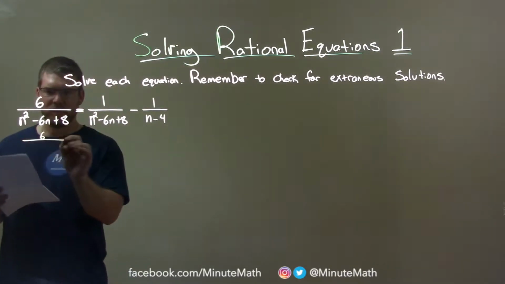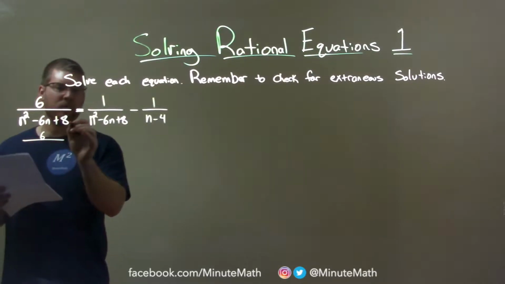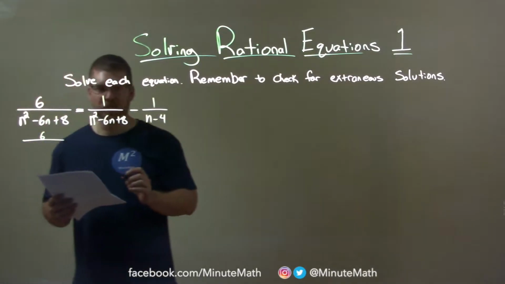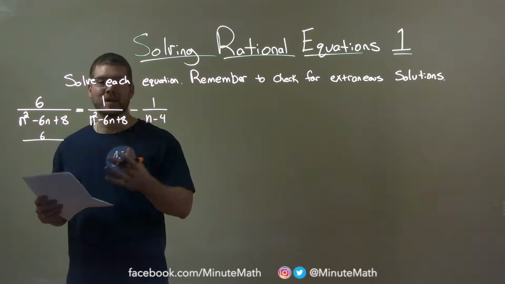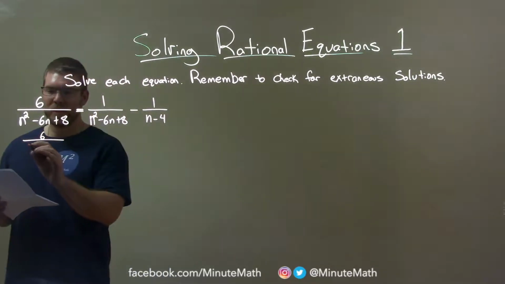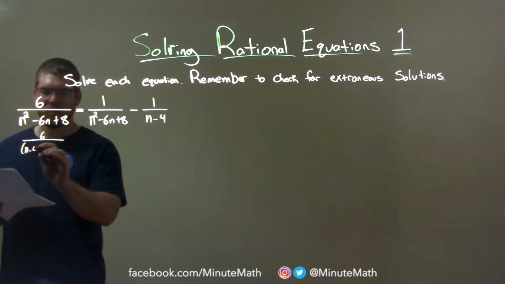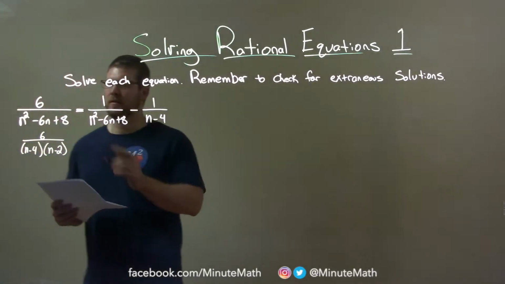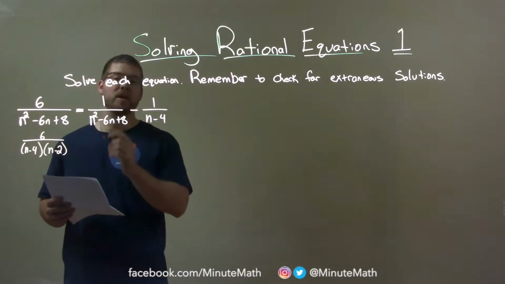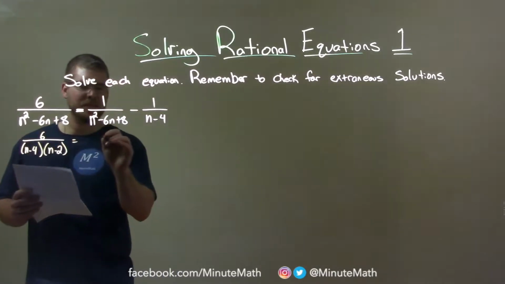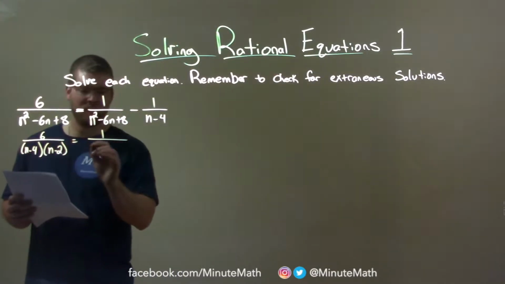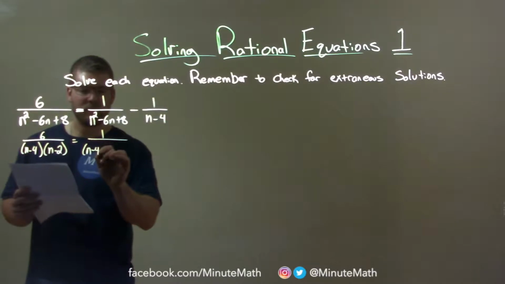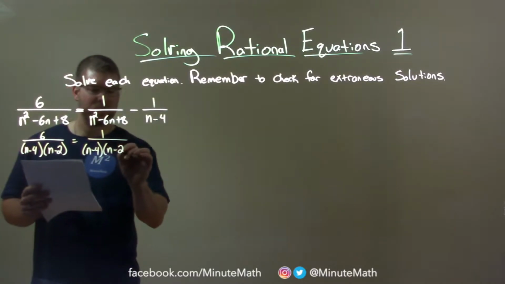We have 6 over, well, what two numbers multiply to be 8 but add to be negative 6? It's a minus 4 and a minus 2. So we have n minus 4 here and n minus 2. That multiplies out to be n squared minus 6n plus 8. So again, same denominator here. We've already done the work once. N minus 4 times n minus 2.